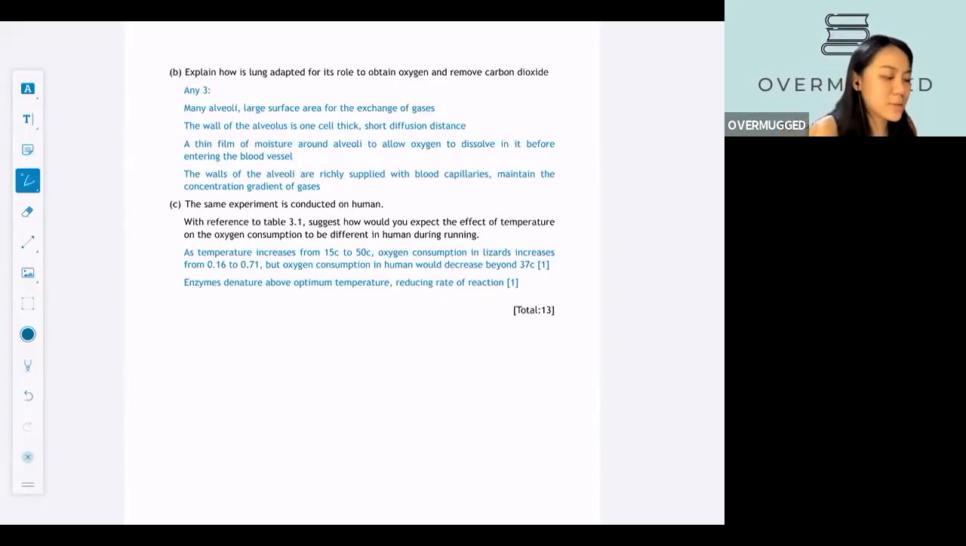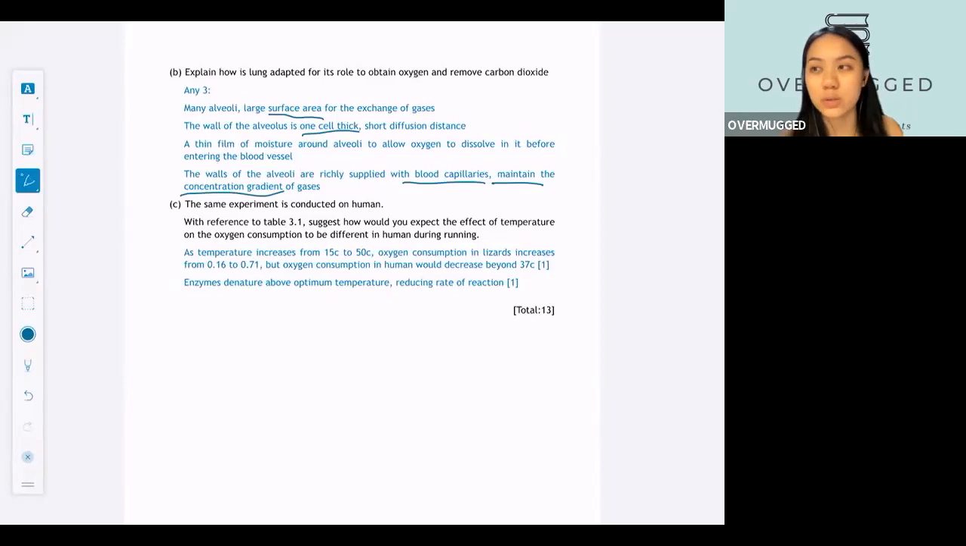It's the basic stuff: surface area to volume ratio, one cell thick, richly supplied with blood capillaries to maintain the concentration gradient. These three points are very basic points when it involves diffusion. So when do you see this? Also in the adaptation of the small intestine for absorption of food. So remember it one time, and you can answer two times.